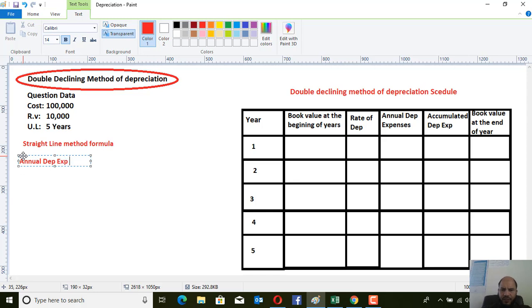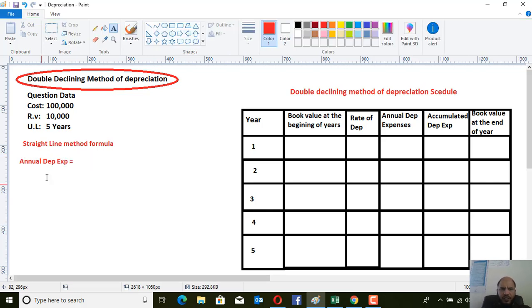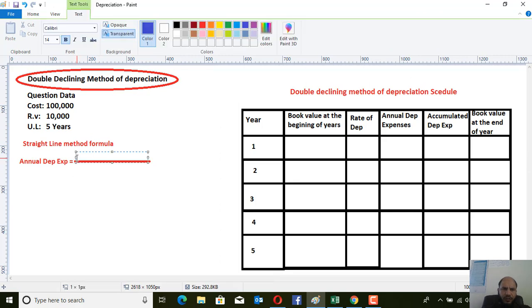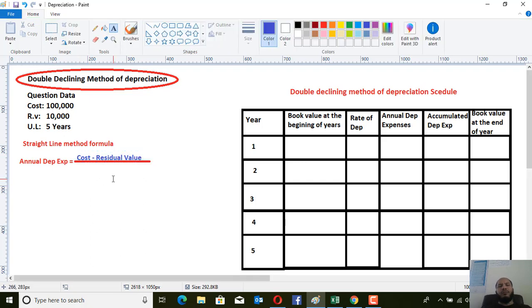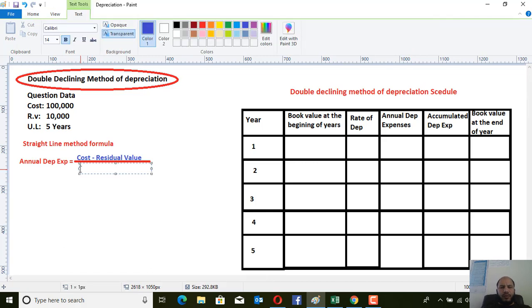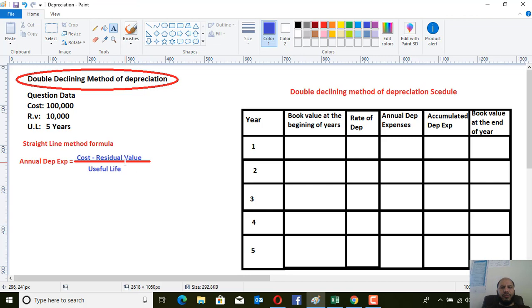Remember that our annual depreciation expenses formula is cost of the equipment minus residual value, or we may say the salvage value, divided by useful life, or UL. We may also call it RV.